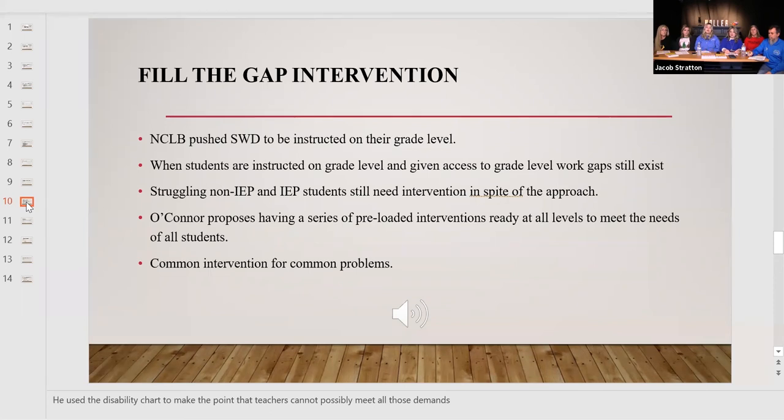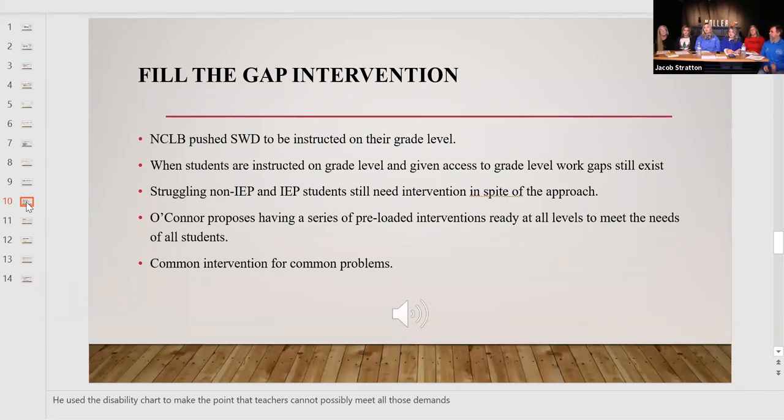And again, to talk about Anita Archer, I love where she talks about low prep but high impact. And I think that's a set of interventions that you can have preloaded and ready to go. I think that would become a low prep issue, but yet a high impact. And so John O'Connor talks about having those common interventions for common problems that we can utilize initially. And of course, if those common interventions that we have prepared don't work, then we could come up with something more individualized for that student.